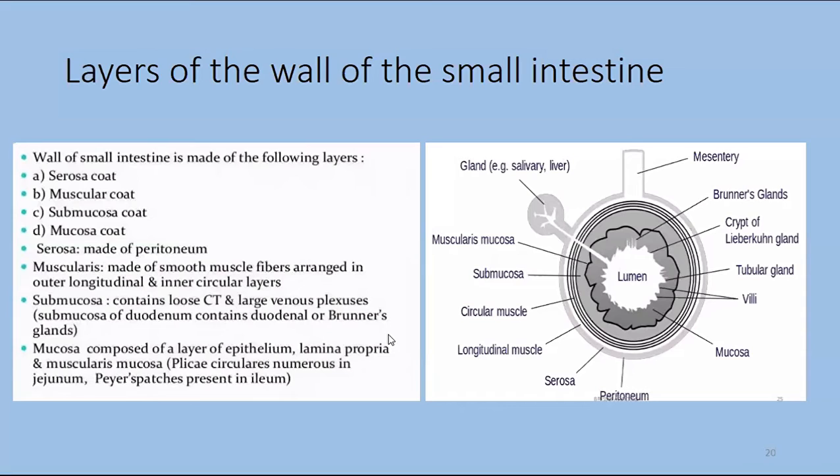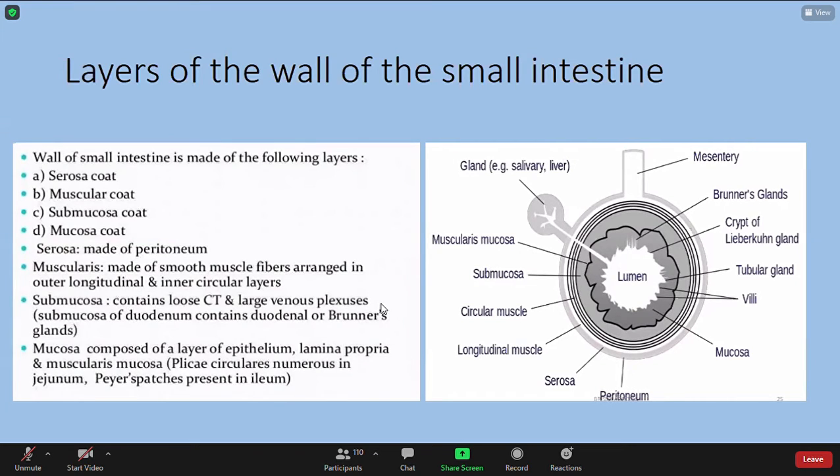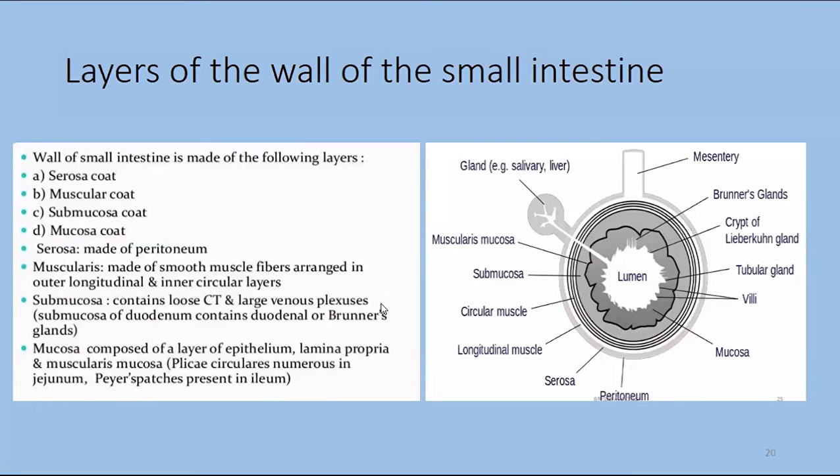The submucosa contains the loose connective tissue and the large venous plexuses, containing the glands of Brunner. And the mucosa is composed of layers of epithelium, the lamina propria, and the muscularis mucosa. The plicae circularis and the Peyer's patches are actually contained in the mucosa layer of the lumen.